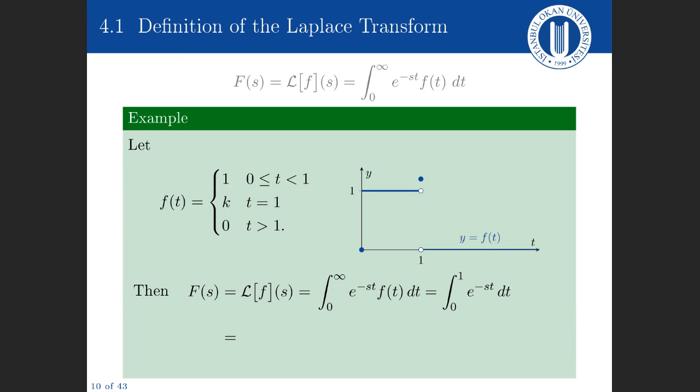Now we have two functions. The function is equal to 1 between 0 and 1, and the function is equal to 0 after 1. If I put 0 into the integral, then the whole integral is just 0. So really, we're just doing the integral from 0 to 1, e to the power minus st times 1 dt. And after we've completed the calculation, we find that this is equal to 1 minus e to the power minus s divided by s. And this is defined for s greater than 1.